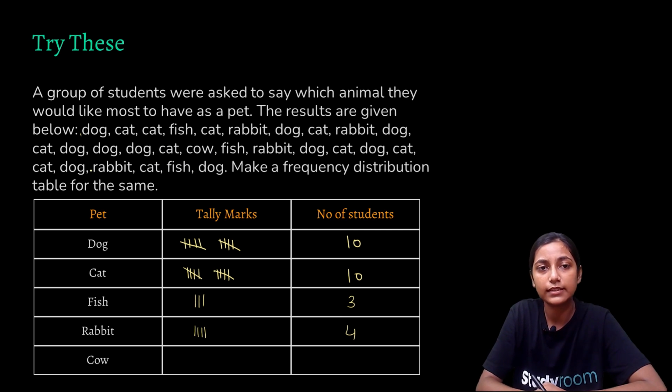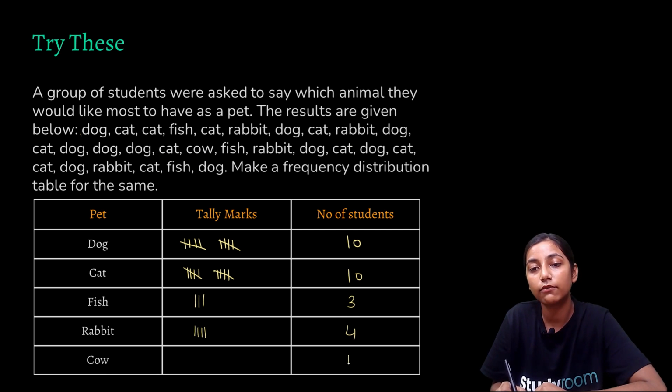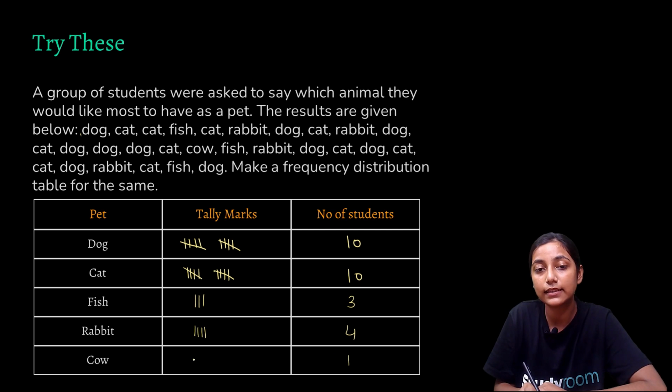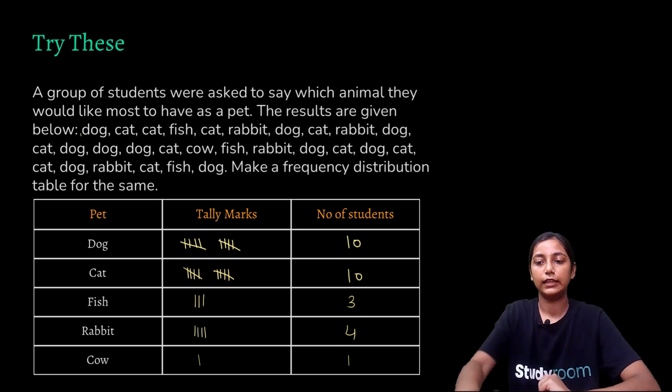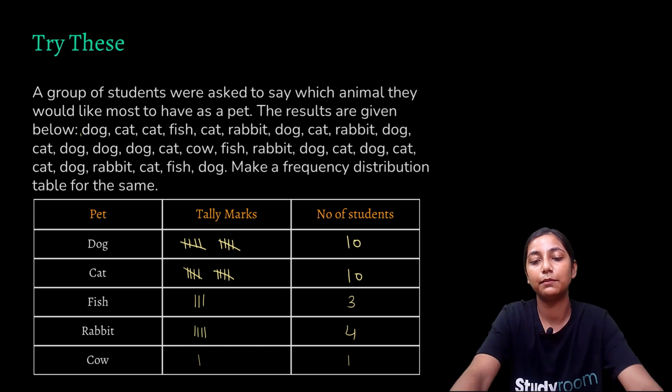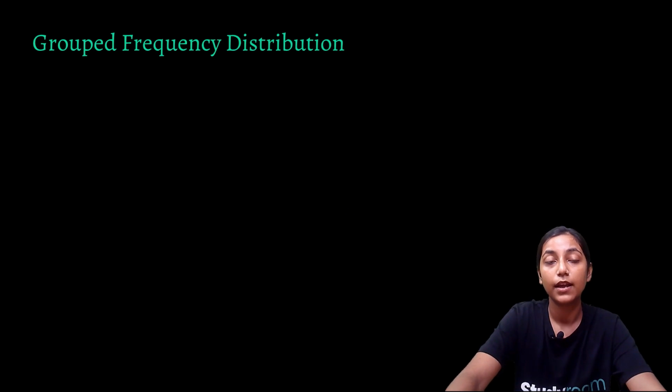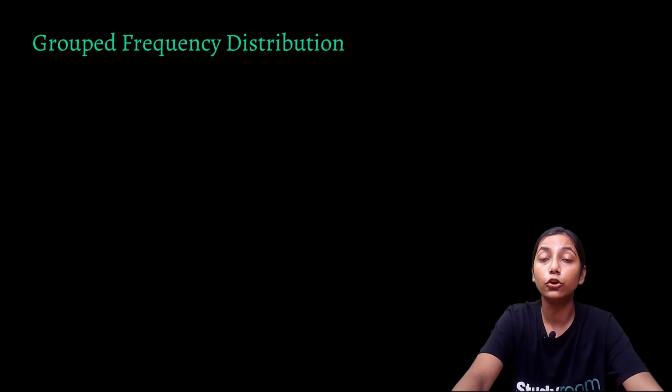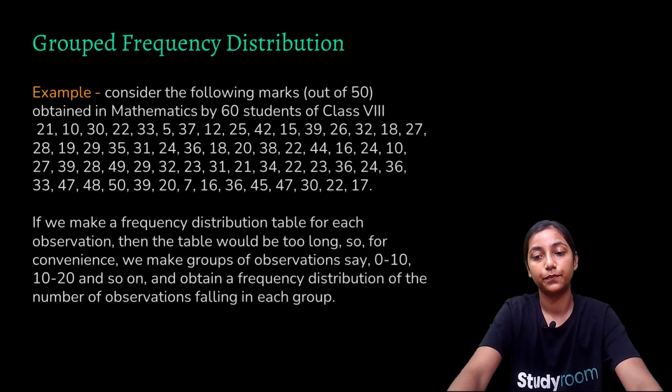Only 1. We can see from all this data that is provided to us, only one student wants cow as his pet. So we'll write 1 as this. This is the frequency distribution table that we made for this example. Now we are talking about grouped frequency distribution.